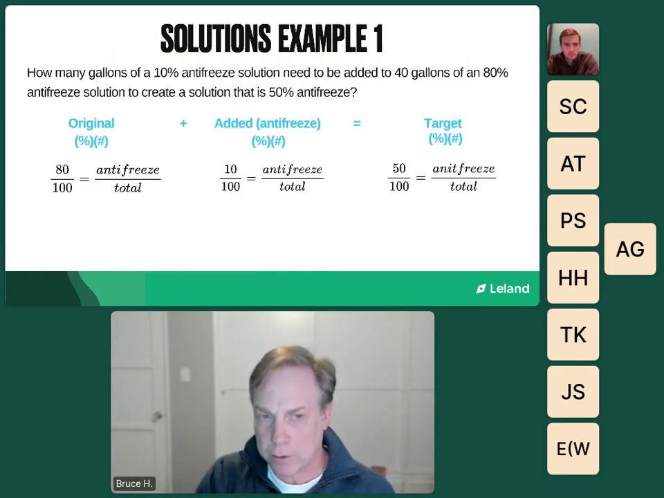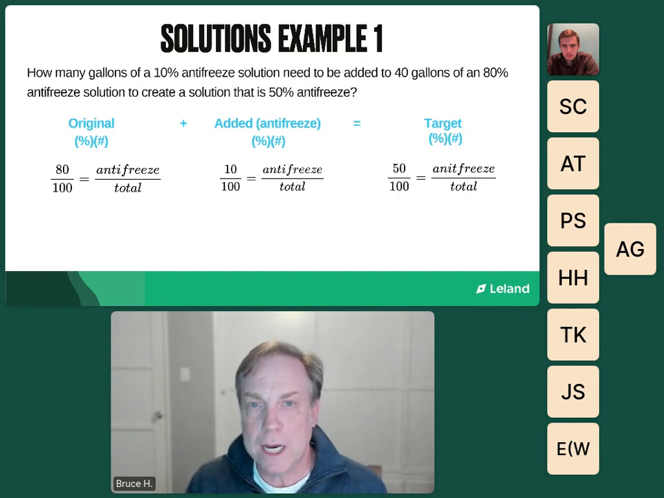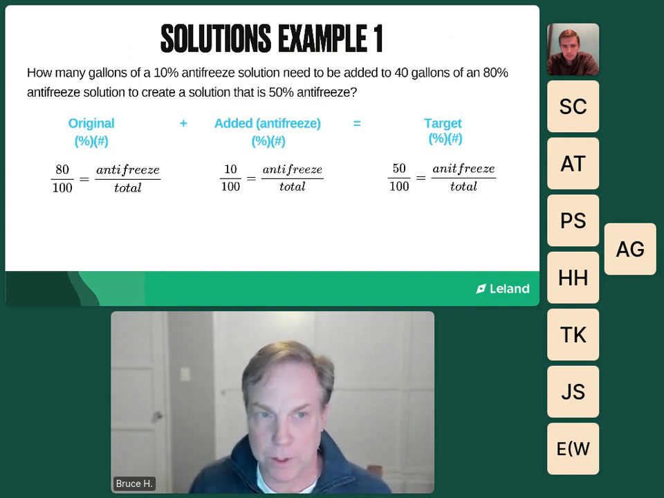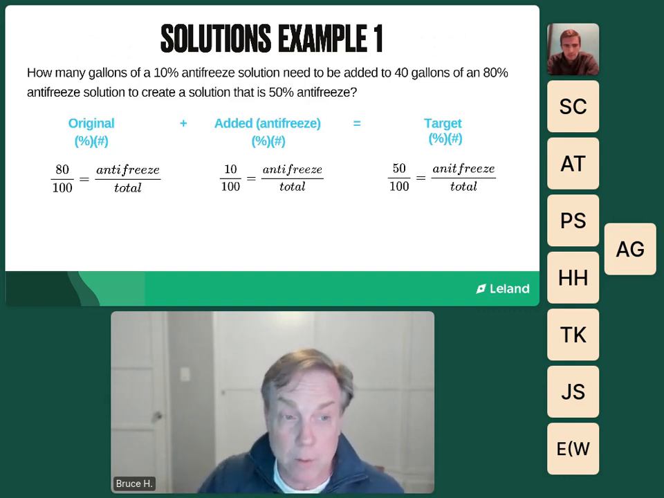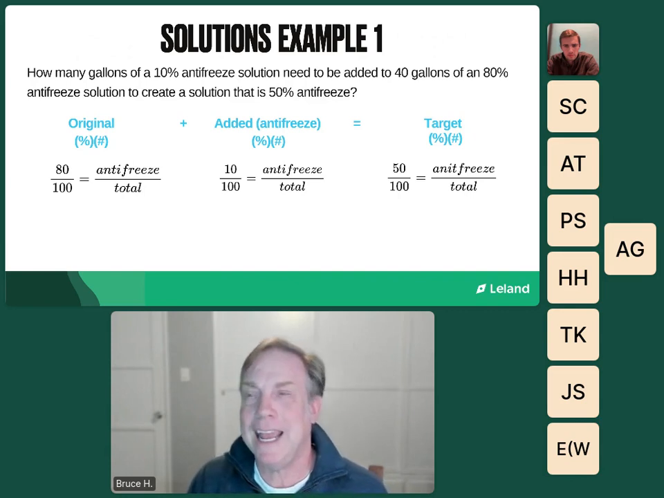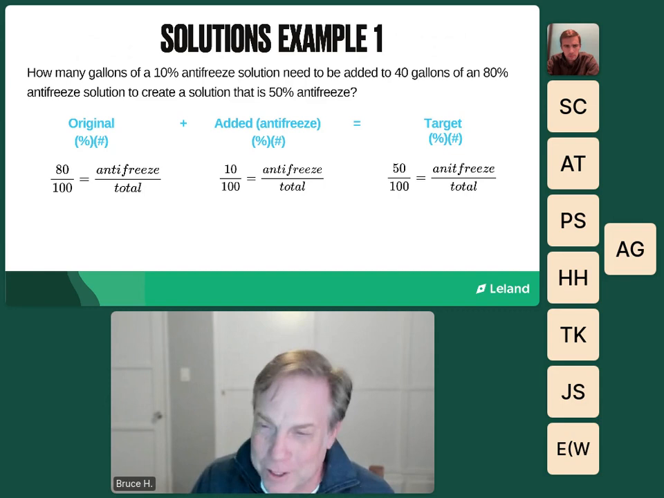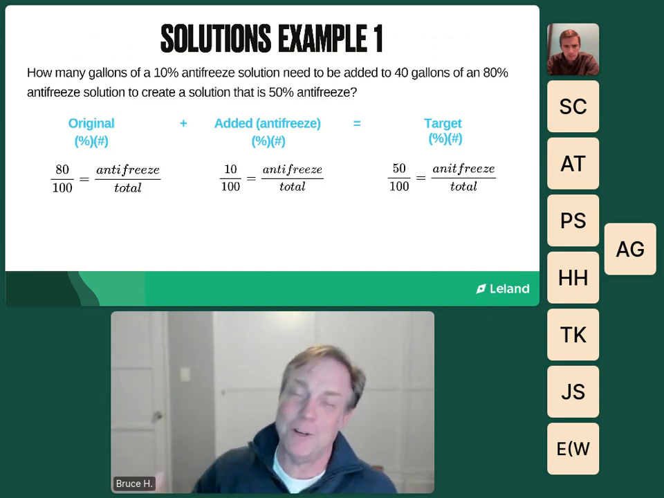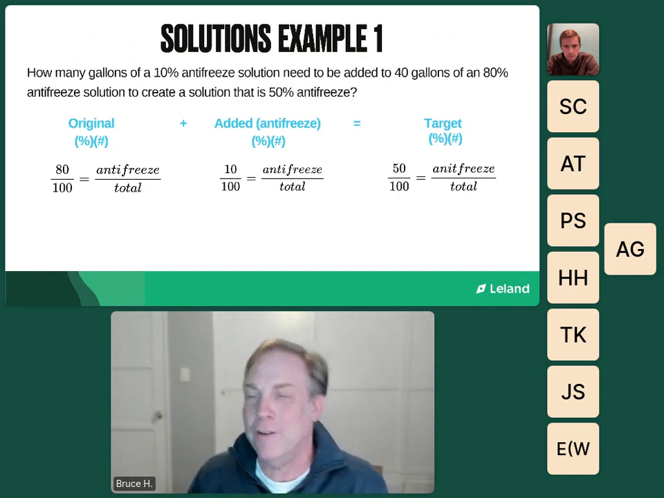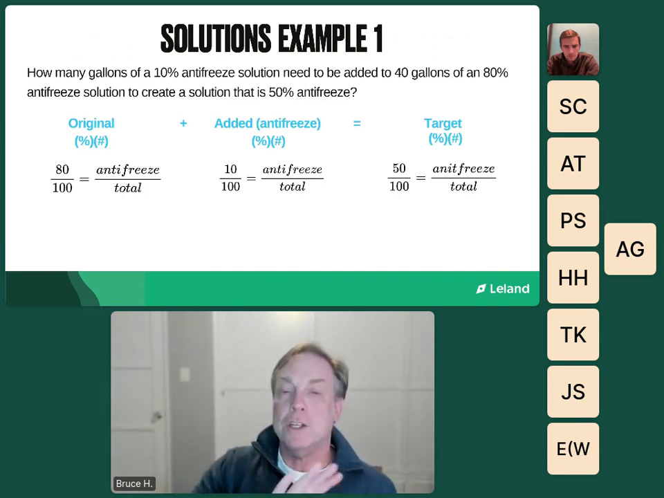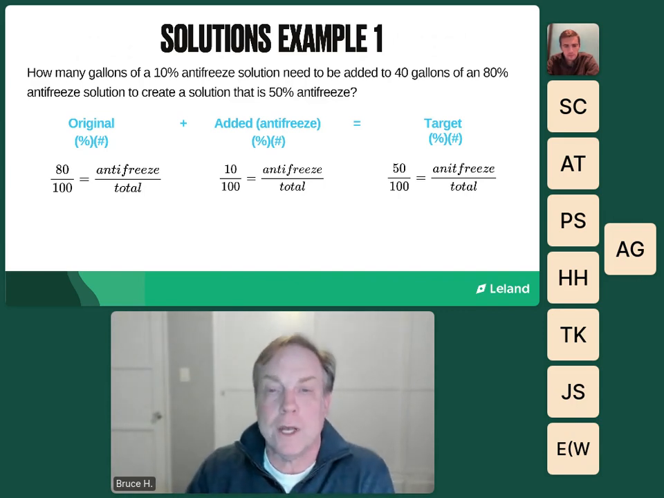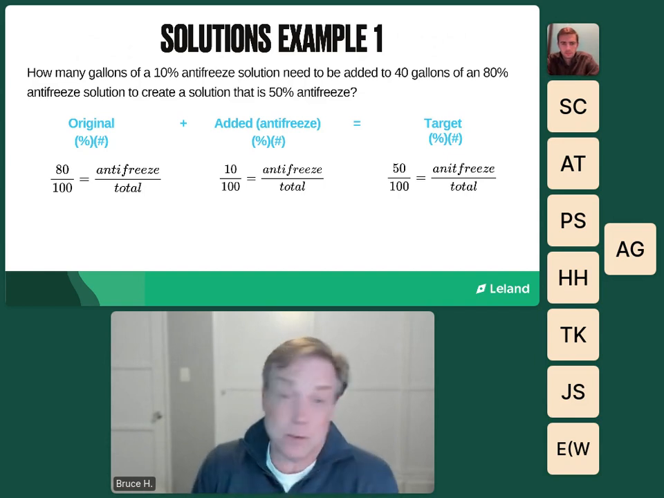So let's go back to our antifreeze solution. And we had these ratios of an 80% antifreeze solution, right? What they started us with, that was 80 over 100. That's antifreeze over total. What did we add? We added a 10% antifreeze solution. That's 10 over 100. That's antifreeze over total. Our target was a 50% antifreeze solution. That's 50 over 100 antifreeze over total. So what you do is you figure out what the question is about. In this case, we're talking about antifreeze.